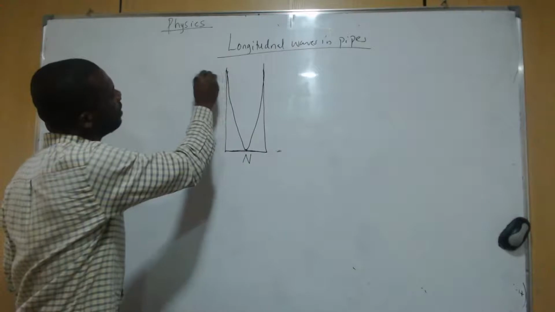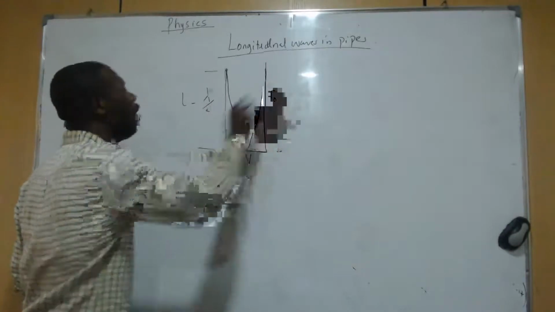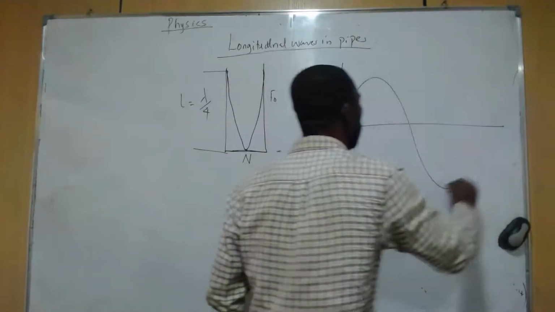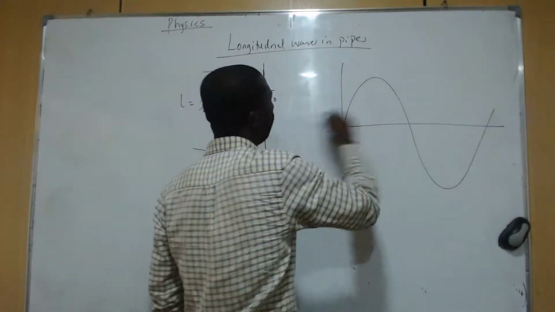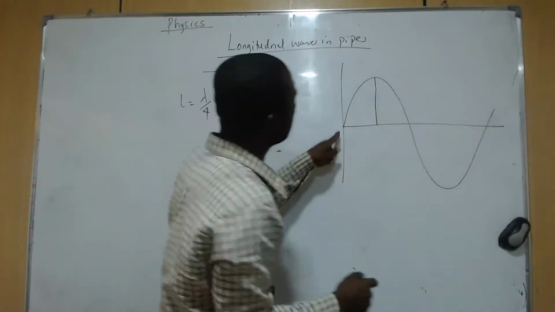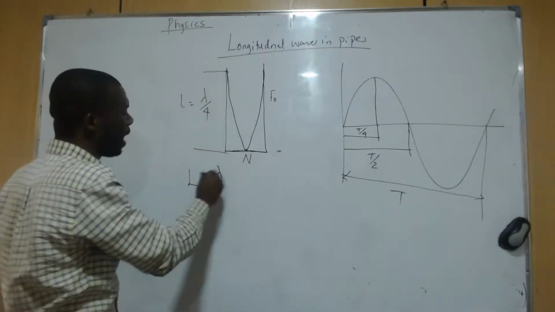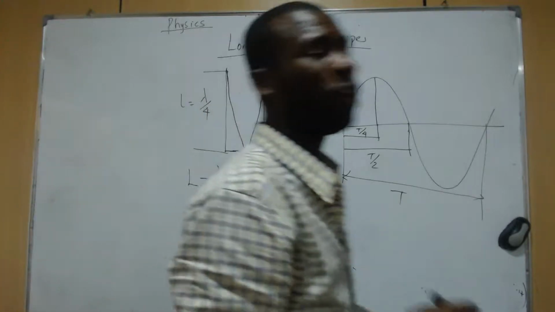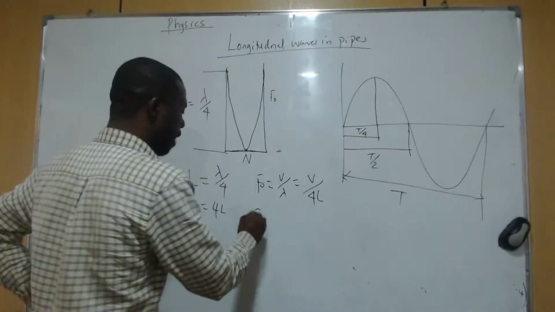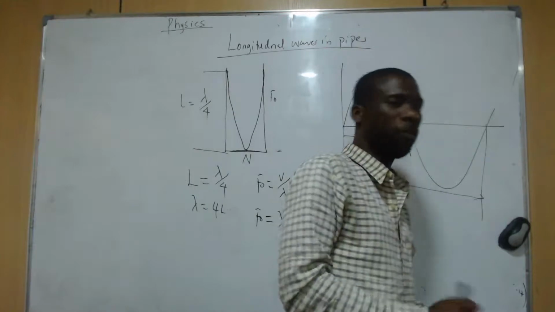Now, the distance from here to here gives us that L is equal to lambda over 4, and this is F0. Why is it lambda over 4? It is lambda over 4 because when we draw a waveform, lambda represents the distance between successive crests or successive troughs. So we say that L, that is the length of the pipe, is equal to lambda over 4. For the first, F0 will be V over lambda, which is V over 4L. So F0 is equal to V over 4L. This gives us the fundamental frequency of a closed pipe.